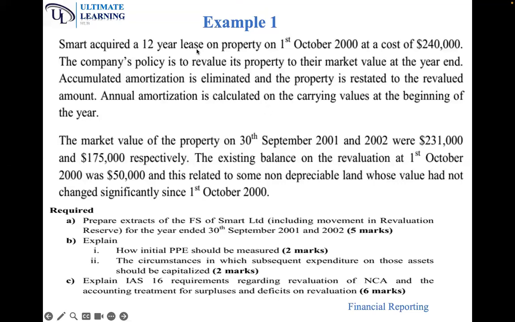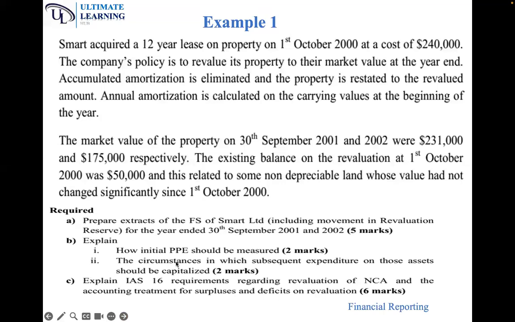Thank you. At cost. So to earn the 2 marks, you don't only say at cost, you say initial PPE should be measured at cost. And then you say cost includes: number 1, purchase price; number 2, directly attributable costs of bringing an asset to its present condition and location; number 3, dismantling, restoration, and removing costs; and number 4, borrowing costs to be capitalized. That is the 2 marks.